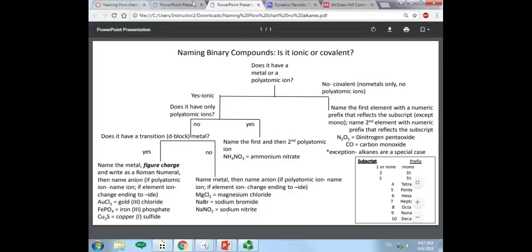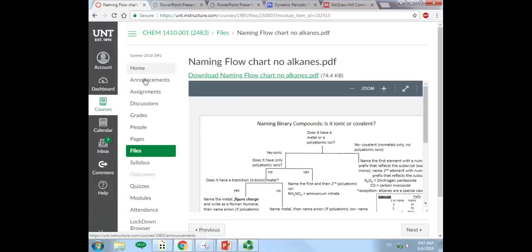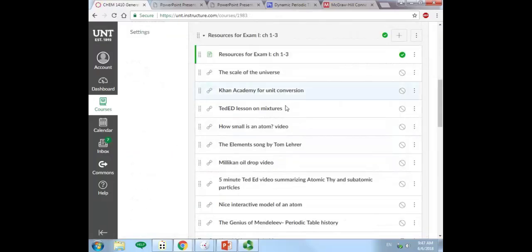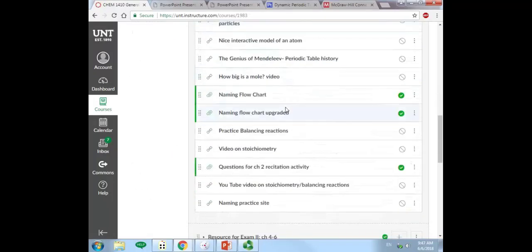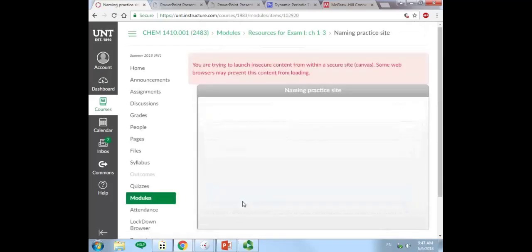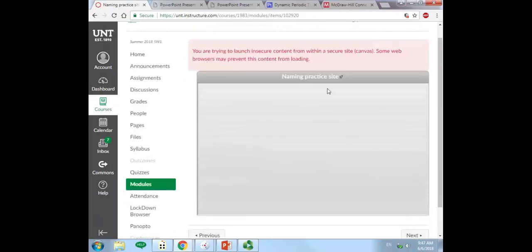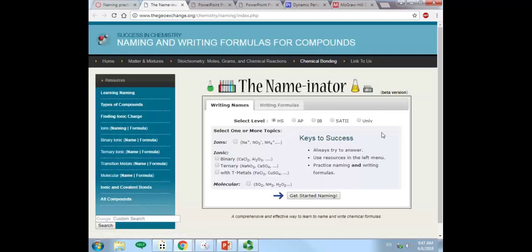Practicing naming, I want to show you another tool. Okay, so we go home and we go back to that folder. That's resources for exam 1. Naming practice site. This is from Khan Academy. Practice naming, practice naming, practice naming. Oh, it doesn't want me to do it. Don't be that way. Okay.